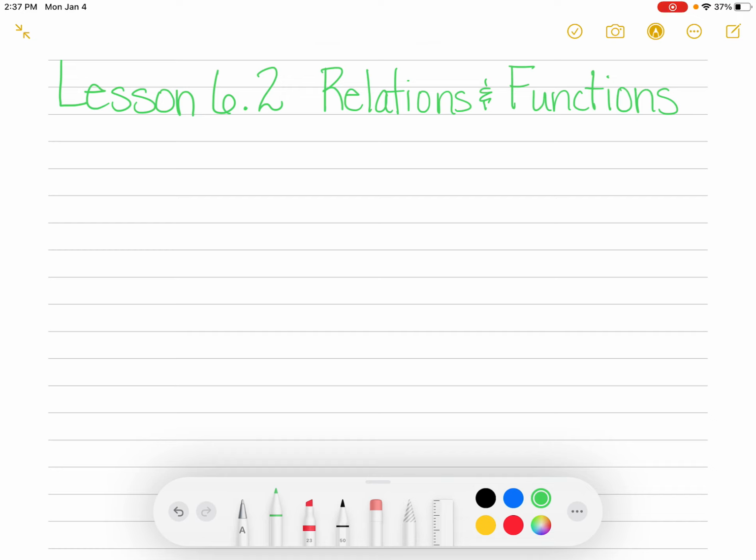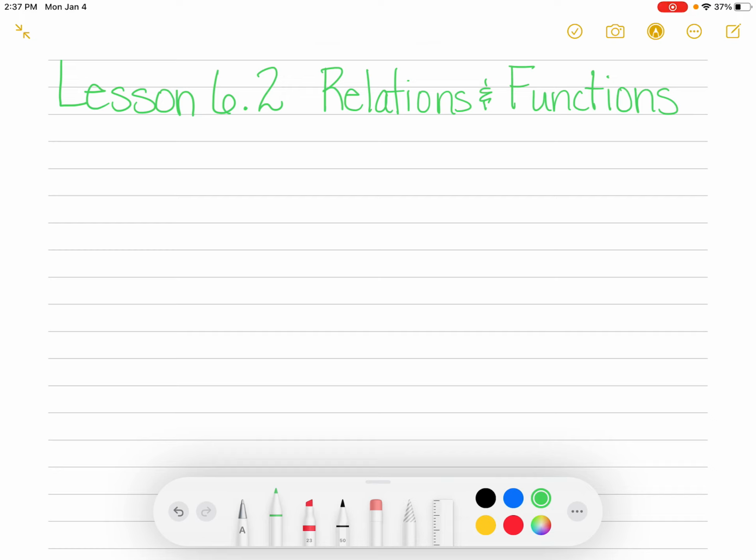Before we left, y'all did lesson 6.1 on graphing, and we're going to continue that during this chapter 6. The title of chapter 6 is relations, functions, and graphs. So we did graphs in 6.1. Now we're going to talk about what relations and functions are.